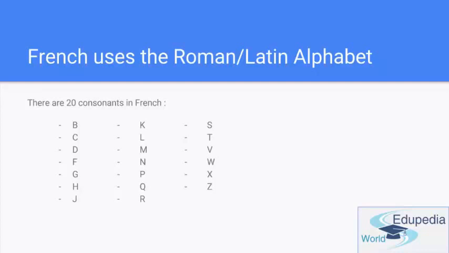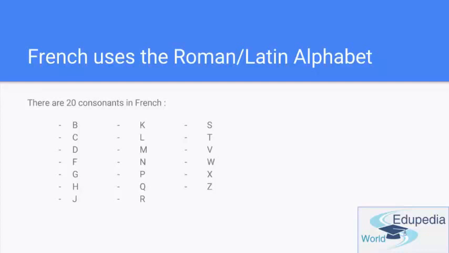Then let's see the following ones. K, L, M, N, P, Q, R. Most of those ones are like in English, so just be careful about the K, which is pronounced K, the P, which is pronounced P, the Q, which is pronounced Q, and the R sound, which is quite different, R.